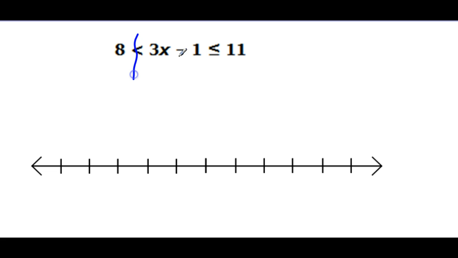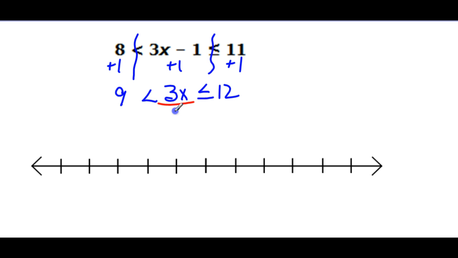Let's put a little wall here, put a little wall here. We're going to add 1 in the middle to start this, so that means we add 1 to both of the outer edges. That gives me 9 is less than 3x, which is less than or equal to 12. And now we're going to divide the middle by 3, which means we have to divide both the sides by 3. And we get 3 is less than x, which is less than or equal to 4.